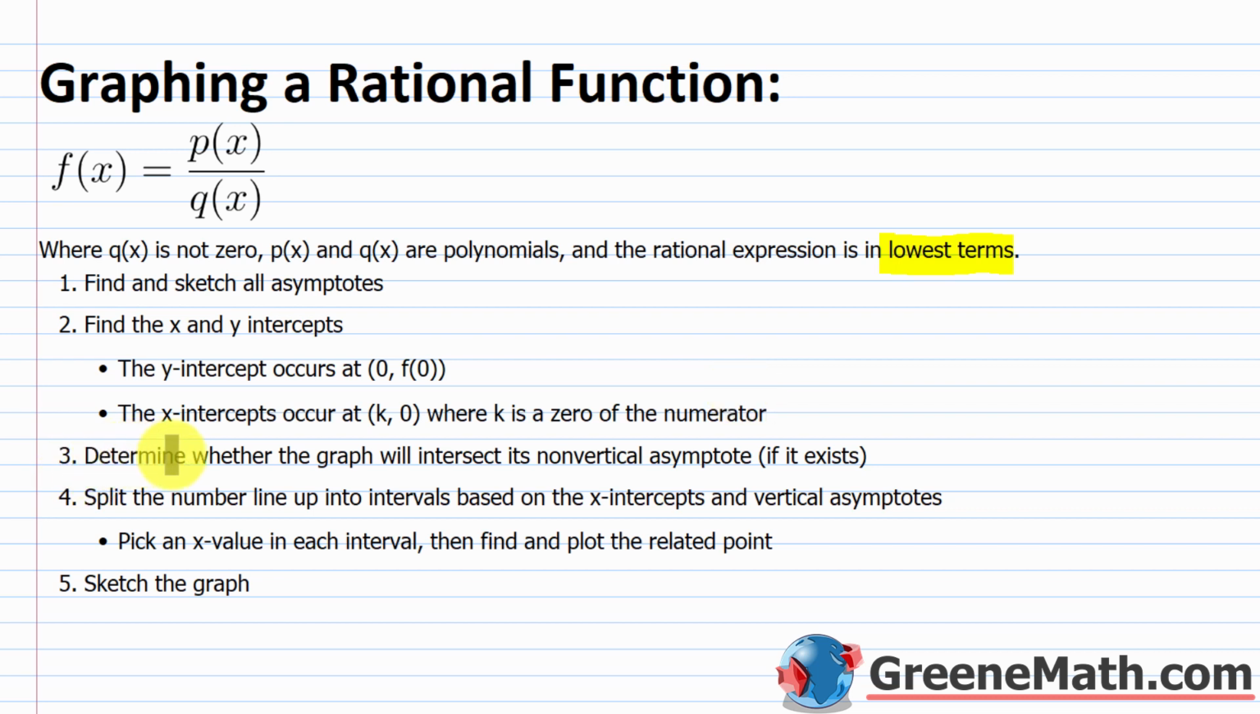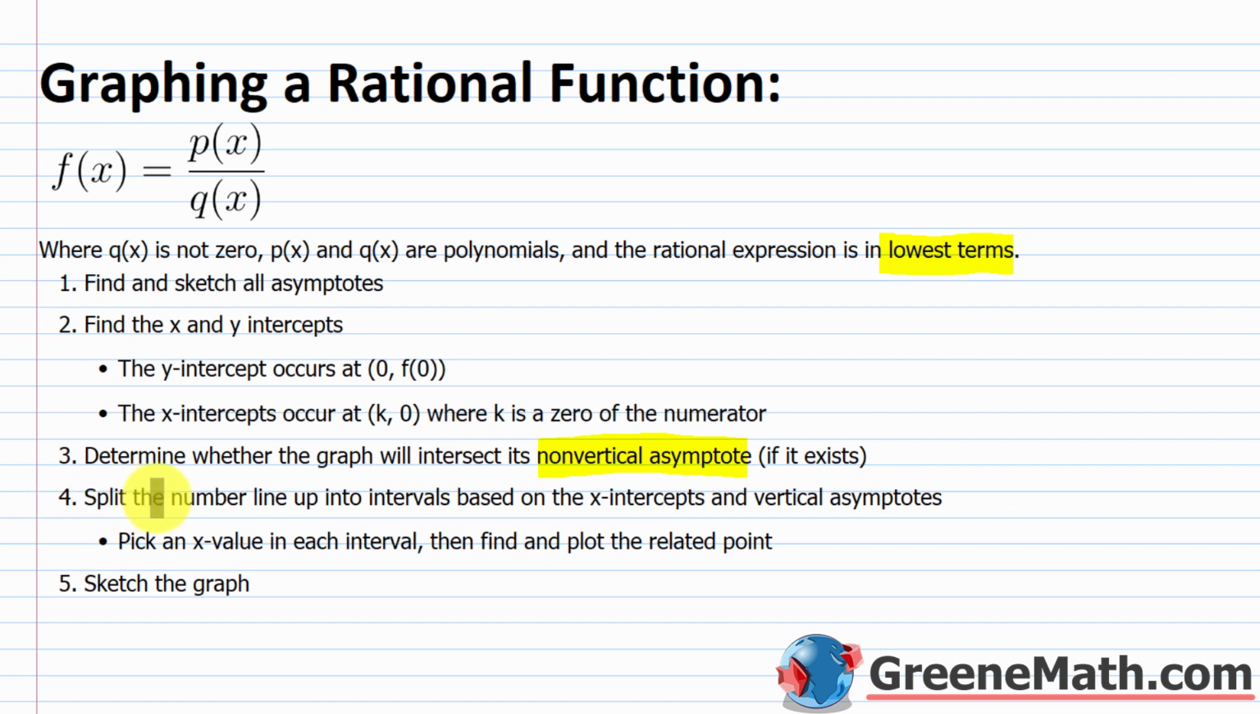Then for the third thing, we're going to determine whether the graph will intersect its non-vertical asymptote. So if it exists, a lot of times if you get a horizontal asymptote of y equals 0 or the x-axis, well, you don't need to do this because you've already figured out if you have an x-intercept. And so this would be already done for you. There's other scenarios. You might get a horizontal asymptote that's maybe y equals 2 or a slant asymptote, something like that. In that case, you'd have to take this additional step.